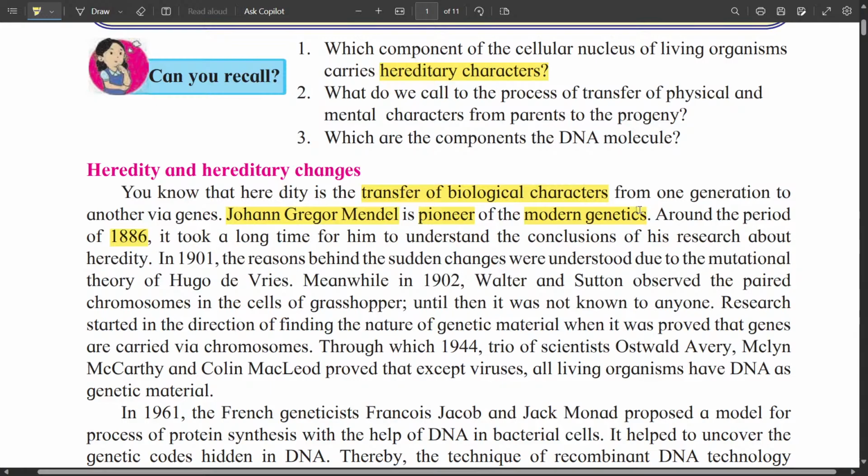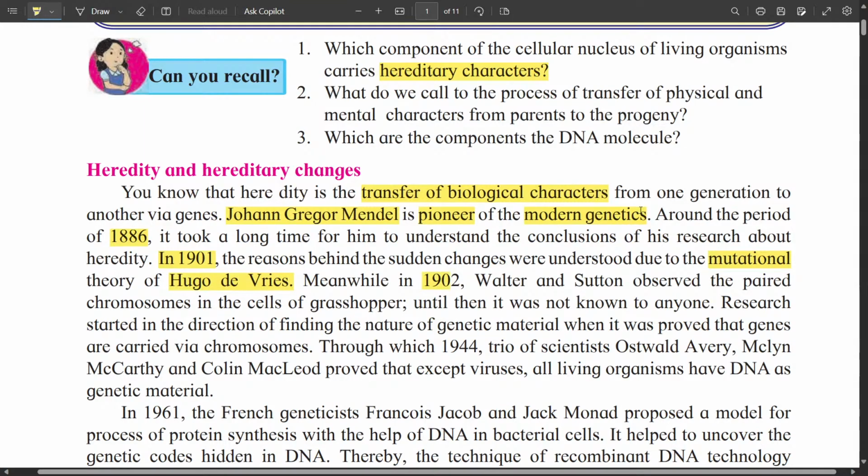But Mendel didn't know anything about the biological factors which are responsible for this transfer of characteristics. In 1901, something new was discovered, and that was the mutational theory. That means even though the characters are transferred from one generation to other, sometimes there are some changes in the offspring. And these changes are due to mutations, and this was discovered by Hugo de Vries.